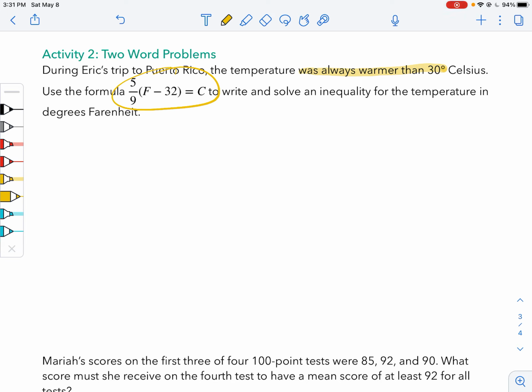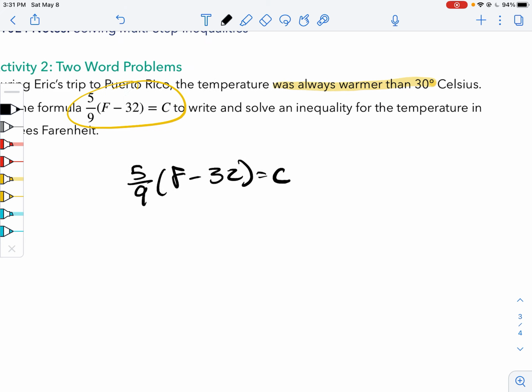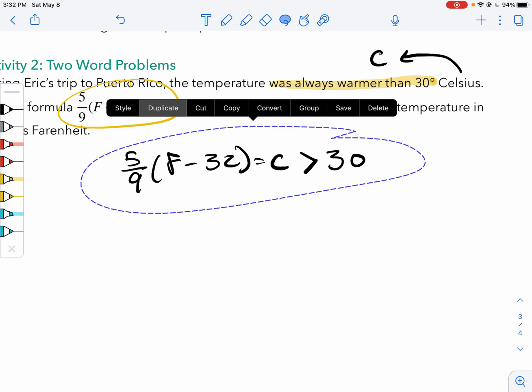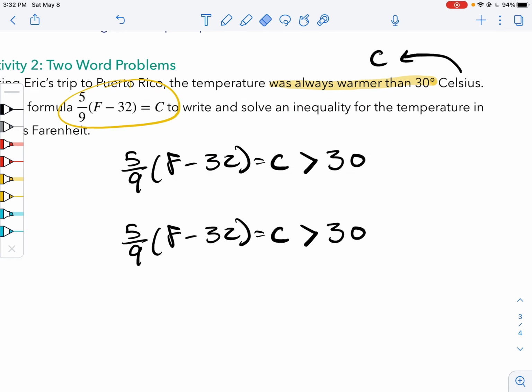Fahrenheit. Well, whatever the temperature was, we've got this formula, 5/9 (F minus 32) equals C. And what do we know about our temperature? Well, Celsius was always greater than 30. So now we can write ourselves an inequality. We're going to replace this Celsius with a greater than 30.